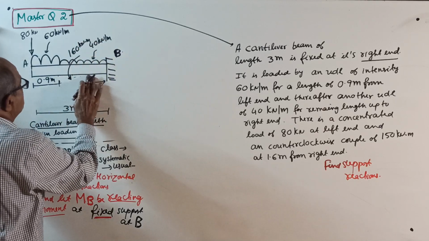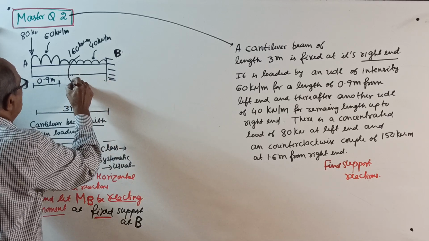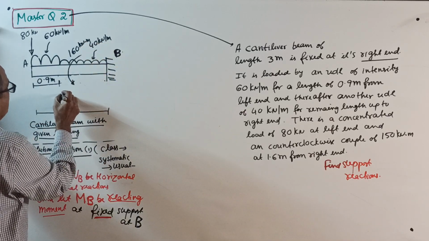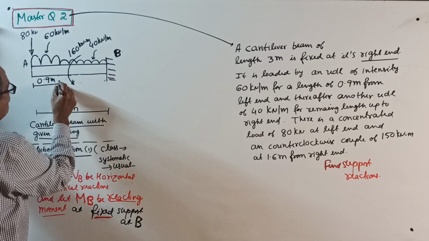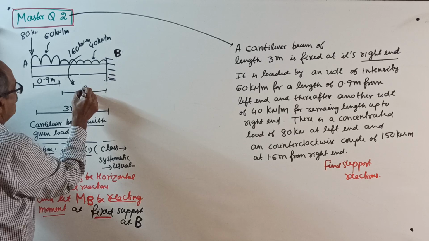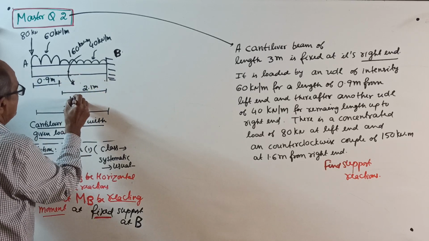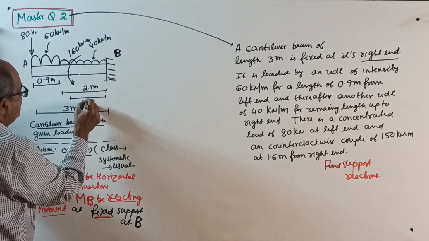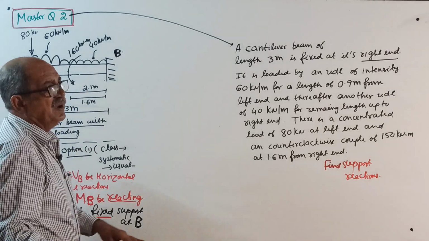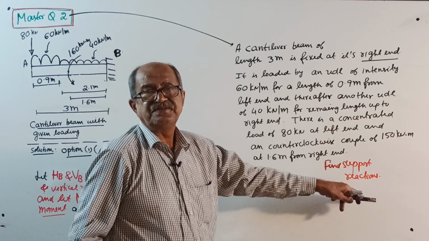This 2.1 is disturbing there. I will do one thing now. I will make slight changes here. See, it is this way. Okay, 160 kilonewton meter. Now I will put the 2.1 meter here. And this couple, they told, is at 1.6 meter from right end. Actually, this distance is not required. It is given, we will write over. That's all. Find support reactions.